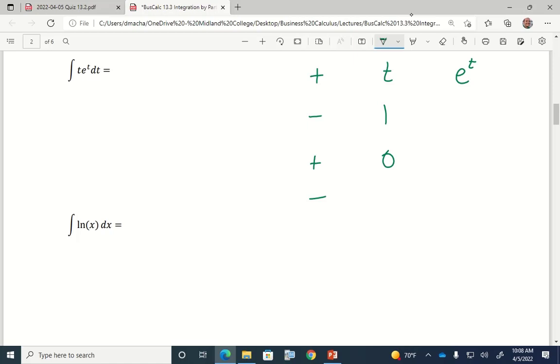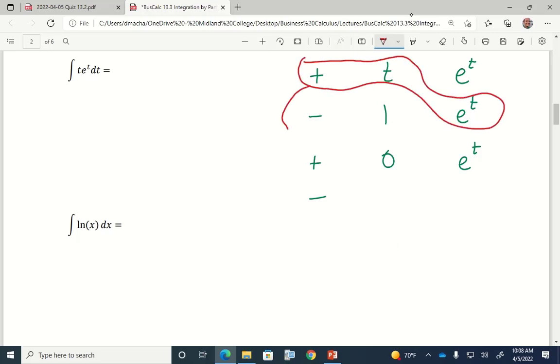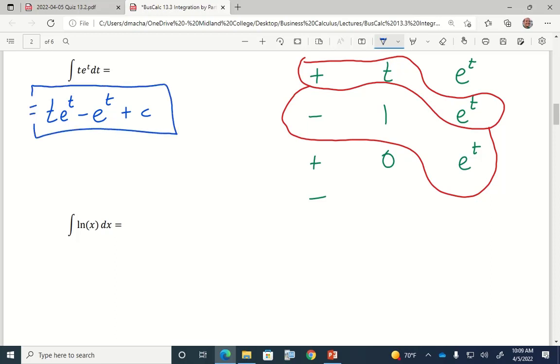E to the t, what's the antiderivative? E to the t. And then the antiderivative of e to the t is e to the t. And that's as far as I need to go. So this one's a little bit shorter. I'm going to connect up my snakes like this. This time I only have 2 terms. And this answer gives me plus t e to the t minus e to the t plus c. That should be your antiderivative. This should work if you take your derivative. Wouldn't you add another?